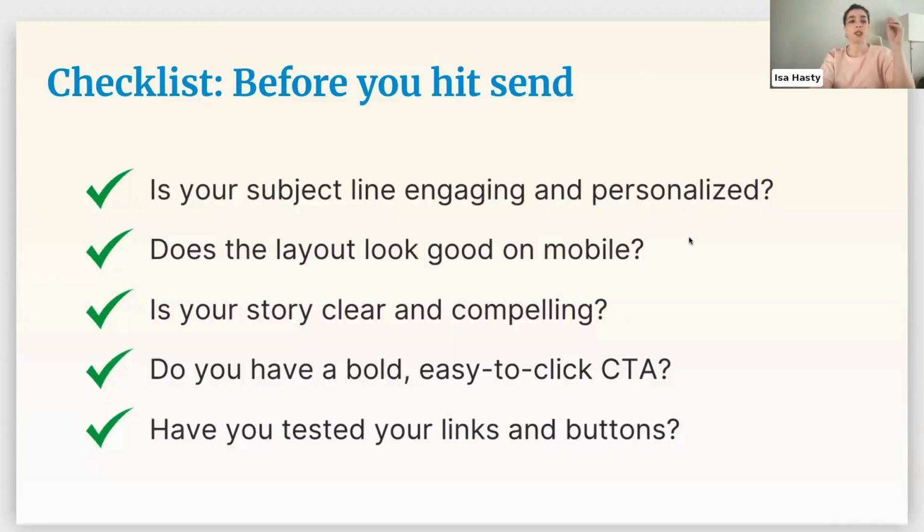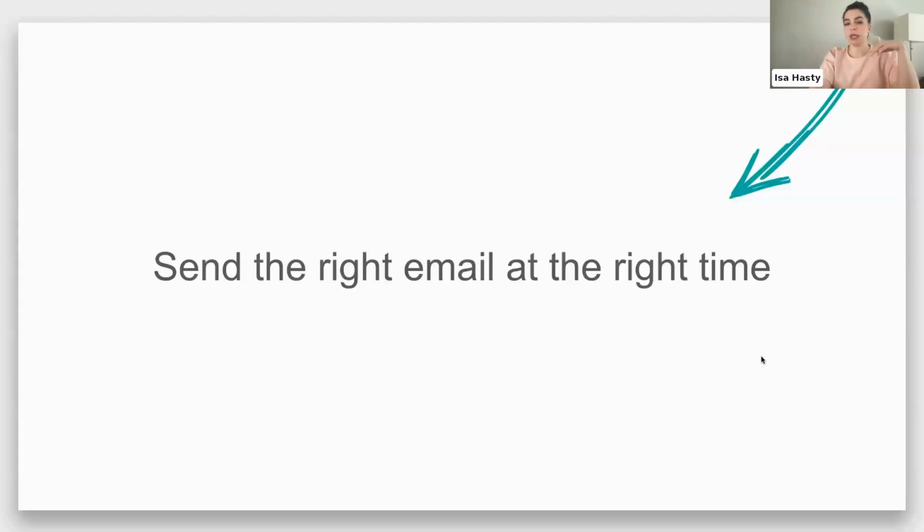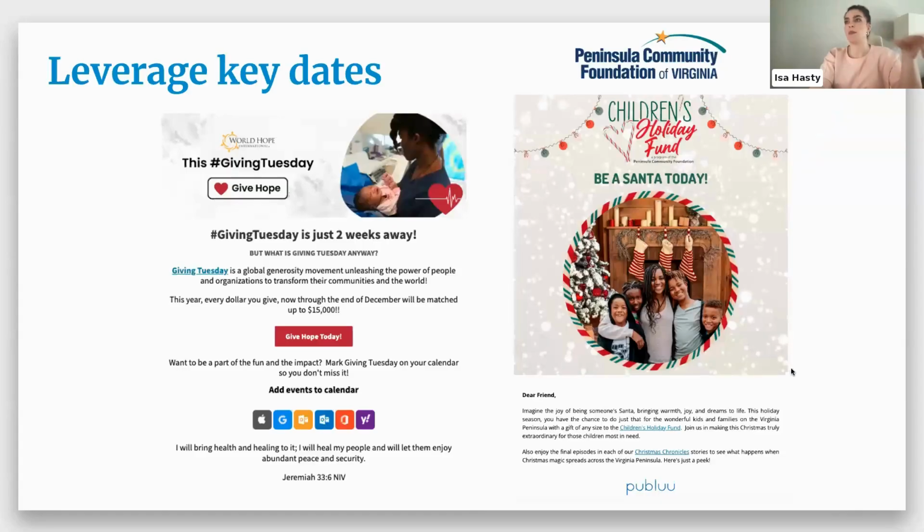Have you tested it? Have you tested all the links, all the buttons? Is your story clear and compelling? Is there one clear thing that you want people to do? And is it front and center? Is it easy to digest? Do you have a bold, easy to click CTA? Have you tested for accessibility? All of these things. And then tested links, buttons, making sure everything works. And then I want to just really quickly get into a little bit of logistical tips on personalization, timing, things like that.